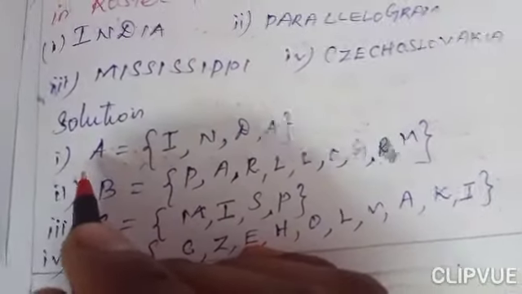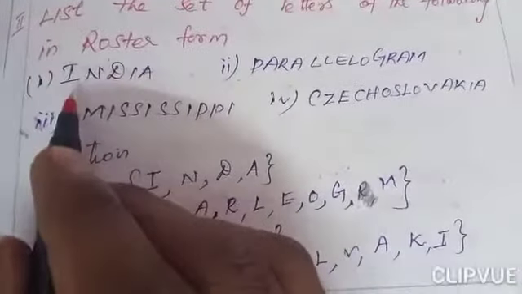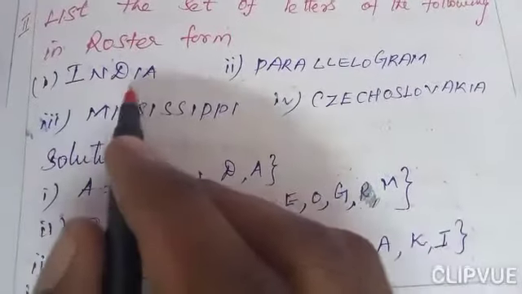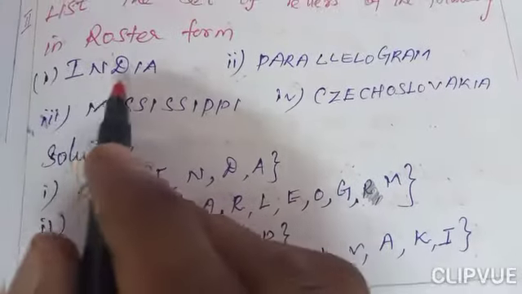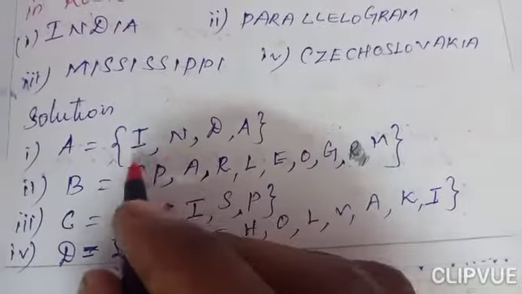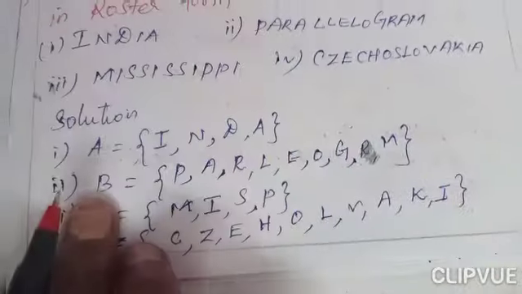Look at the first one. First write the set name. Capital A equals, what are the letters in India? I, N, D, I, A. So this I is repeated. We have to write only one time. Look at the set representation: I, N, D, A. Look at the next one.